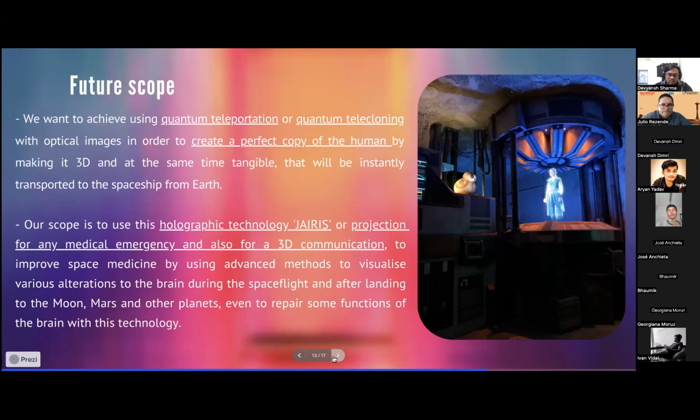So our scope is to use this holographic technology or projection for any medical emergency and also for 3D communication, to improve space medicine by using advanced methods to visualize various alterations to the brain during the space flight and after landing on the moon or Mars and other planets, even to repair some function of the brain with this technology.